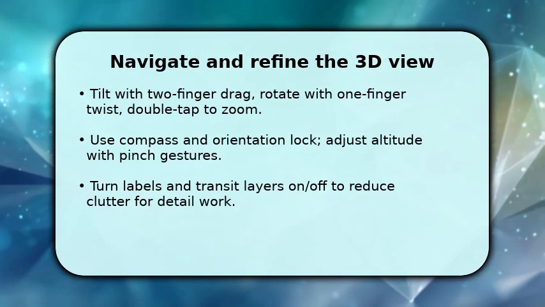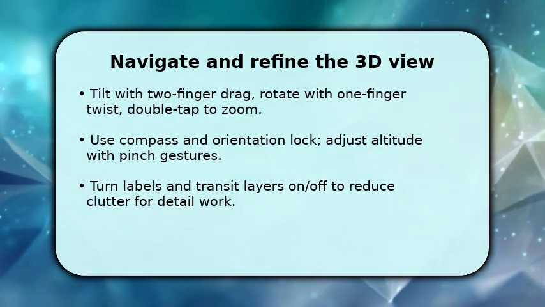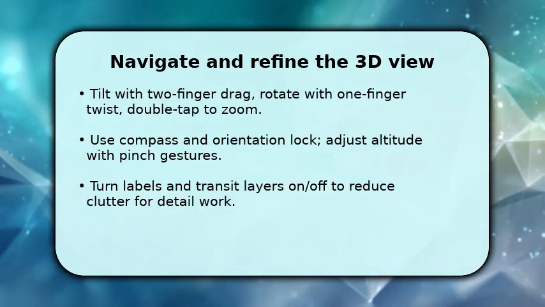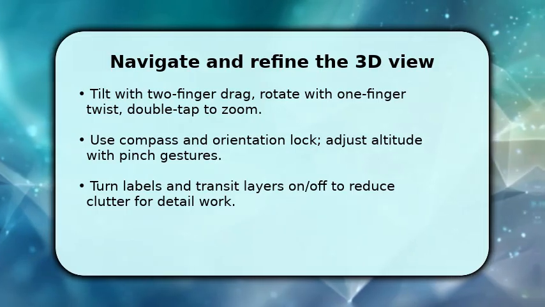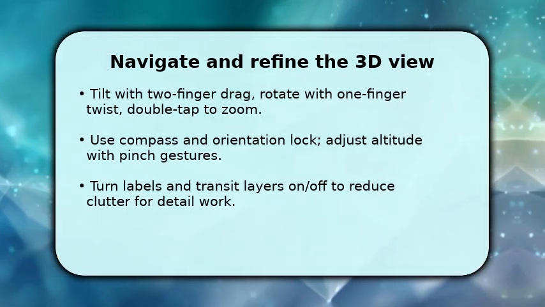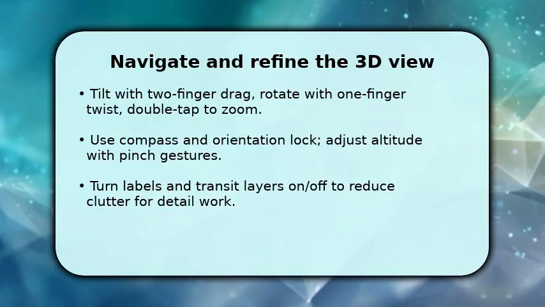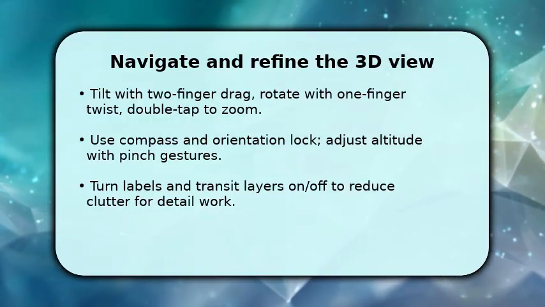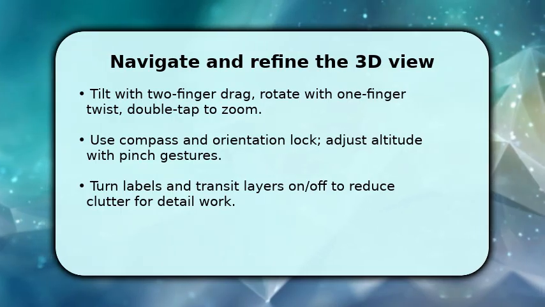Once done, refine the view by tilting and rotating to reveal building heights and terrain. You rotate with a 1-finger twist and tilt with 2 fingers. Zoom in for facade detail or zoom out to check the skyline. Double tap to accelerate zoom.